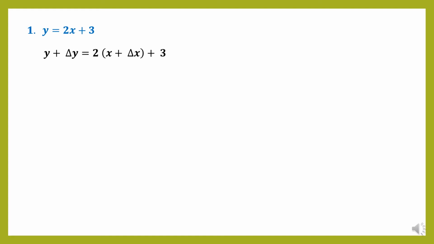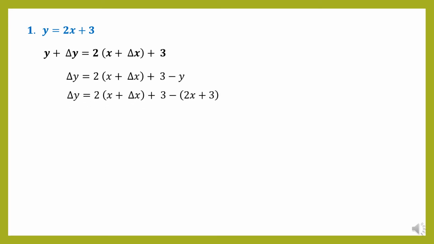Next, transpose y to the right side of the equation and it now becomes negative. And substitute the value of y, which is equal to 2x plus 3, and therefore increment of y is equal to 2 times x plus increment of x, plus 3, minus the value of y, which is 2x plus 3. Then remove the parentheses by using multiplication.